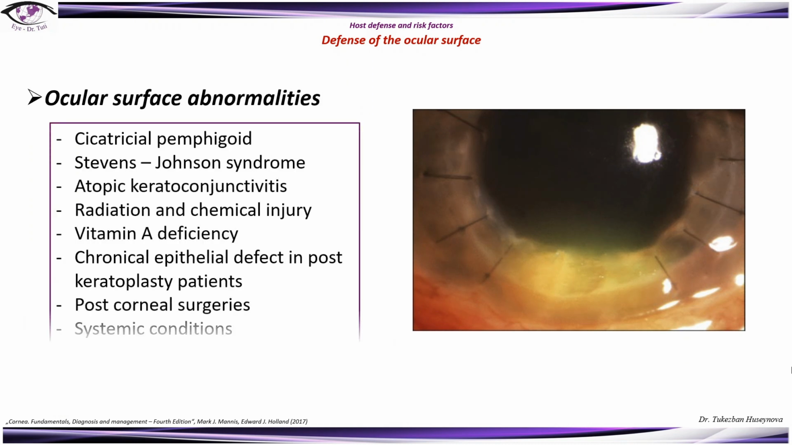Ocular surface abnormalities can also lead to bacterial keratitis, and those are cicatricial pemphigoid, Stevens-Johnson syndrome, vitamin A deficiency, radiation and chemical injury, chronic epithelial defect in post-keratoplasty patients, for example, then post-corneal surgeries, and systemic conditions. Here on the photo we can see an infiltrate in the deep stroma around the suture tract of a corneal graft, and this condition developed after suture removal.